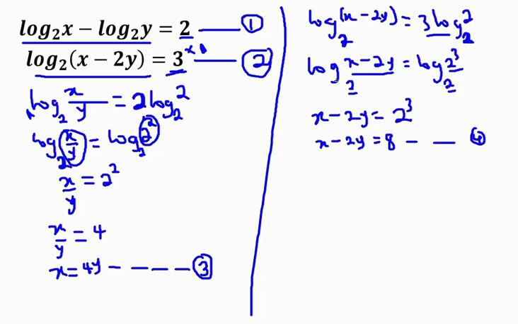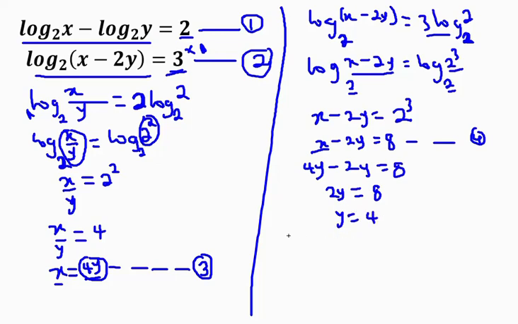To get y, we can substitute 4y for x in equation 4. So replace x with 4y. x becomes 4y here, minus 2y equals 8. 4y minus 2y is 2y equals 8. Dividing both sides by 2, y equals 4.